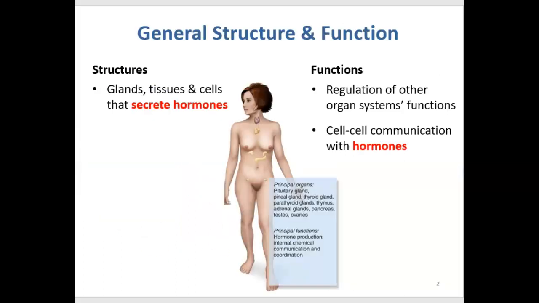So the general structure and function of the endocrine system is that glands or any other tissues and cells secreting hormones function to regulate other organ systems. So an endocrine gland will make a hormone that controls another organ in a different organ system. So key to the endocrine system's function is communication from cell to cell, and this of course is done with hormones.